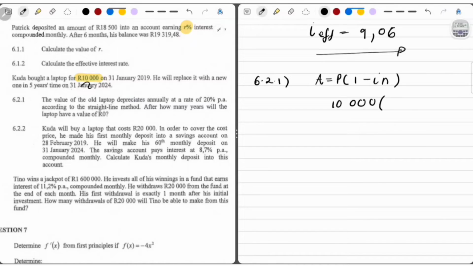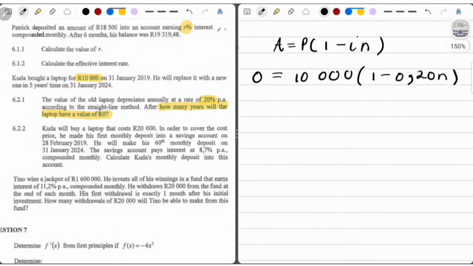And then after 5 years, so we also know what N is. Really, we also know what R is, okay? And we know what A is as well. They said the laptop is going to have a value of 0 Rand. That's how much he ends up with. So the starting value is 10,000, but the ending value is 0 Rands. Okay, so we have 1 minus the interest is 20% on a straight line method, so it's not compounded. So 0.20, then multiplied by N. Okay, it's multiplied by N because the question is how many years? Okay, so we need to find out the time period. So multiplied by N, and I'll just say times N like that.